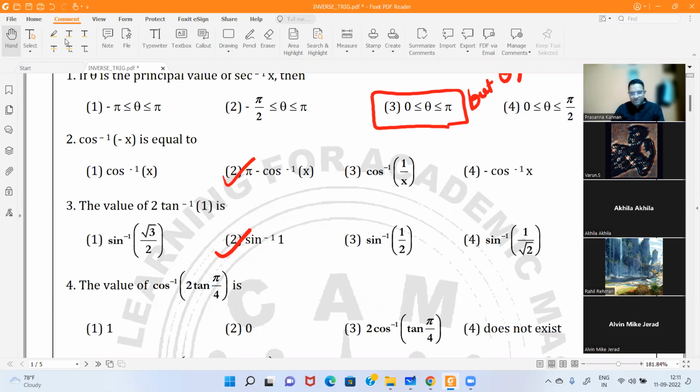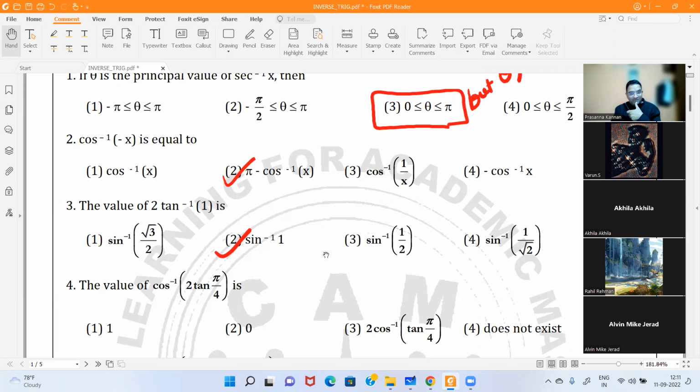What is the domain of cos inverse x function? Do you remember the domain of cos inverse function? Yes, sir. 0 to pi by 2. 0 to pi is going to be the range. The domain is minus 1 to 1. It exists only between minus 1 to 1. Correct?